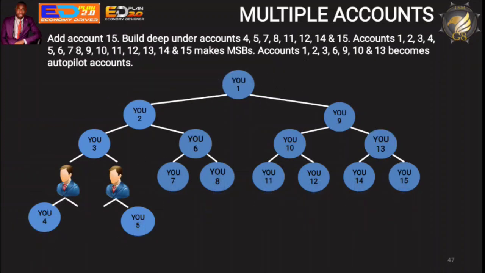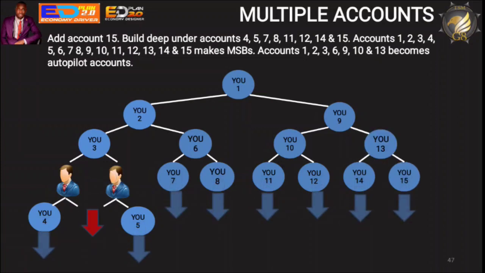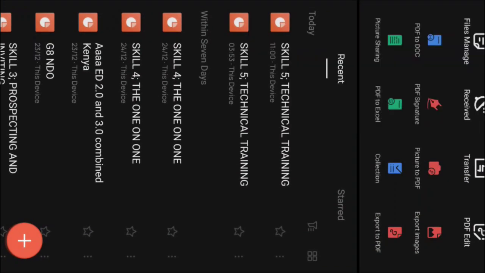And then here, account number 13 will accumulate binary points. Is it account number 13 or 15? Account 13 there will accumulate binary points from this side, okay? Next thing that you do, you add account 15. You build deep under account 4, 5, 7, 8, 11, 12, 14, and 15. In this case, all your accounts will be making money, okay?